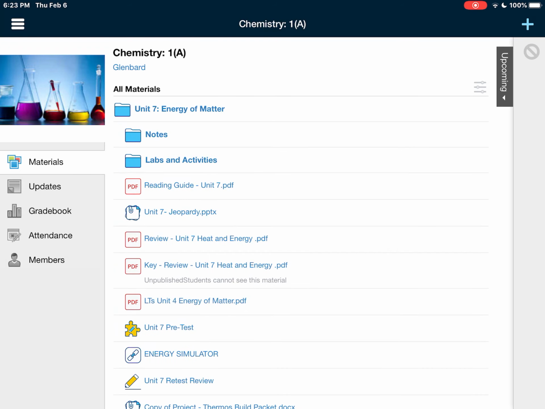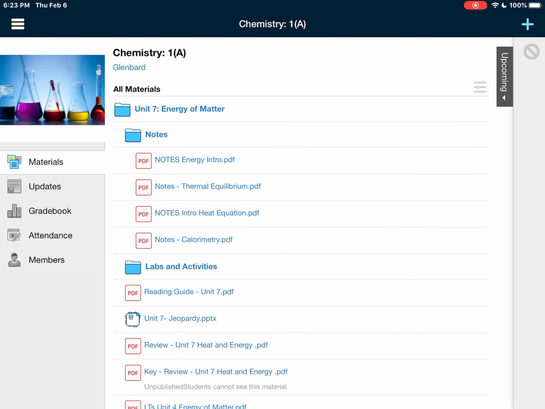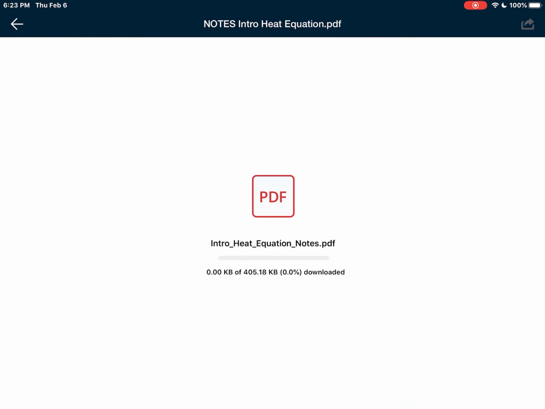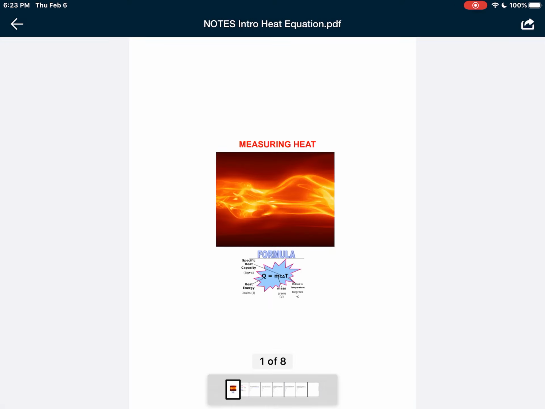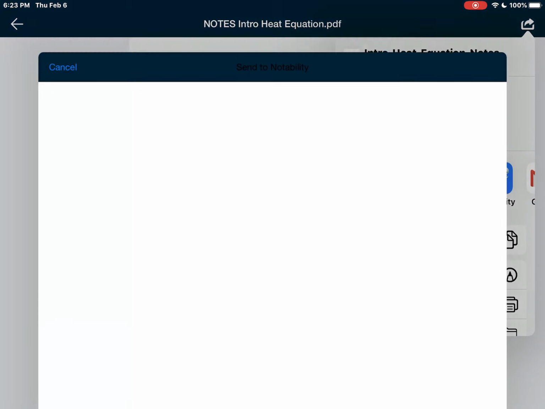We're going to go into energy of matter, notes, intro heat equation, and then let's throw that thing in Notability.